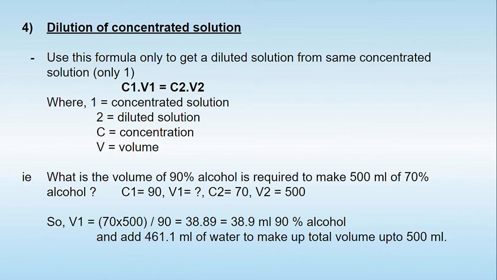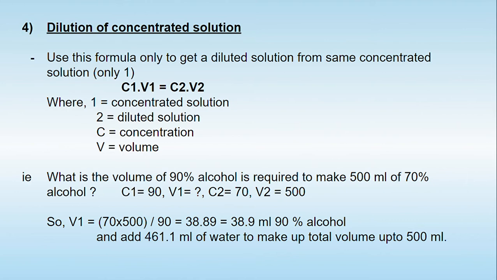So I will just keep the values into this formula and find out the value of V1. Then V1 I will get almost 38.9 ml, that is equivalent to 39 ml of 90% alcohol. So I will take the 39 ml of 90% alcohol, and into which I will add the 461 ml of water slowly with constant stirring, and I will make up the volume to 500 ml. So this way we can prepare by using this formula.